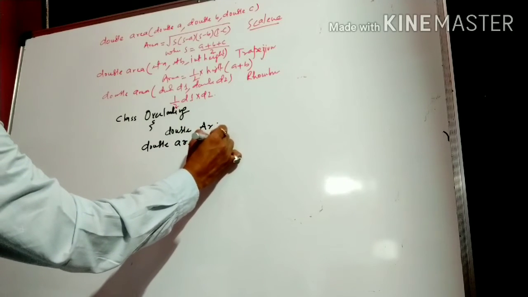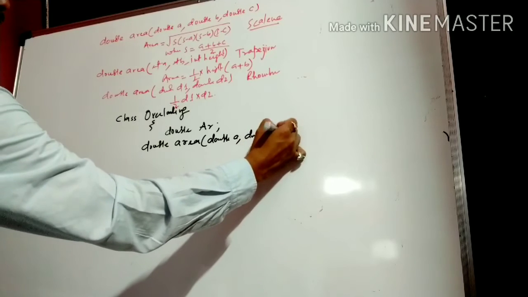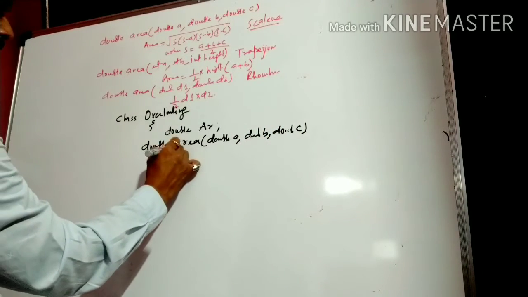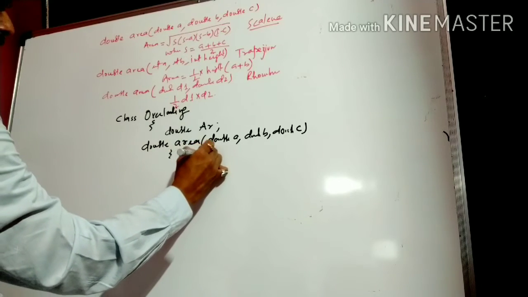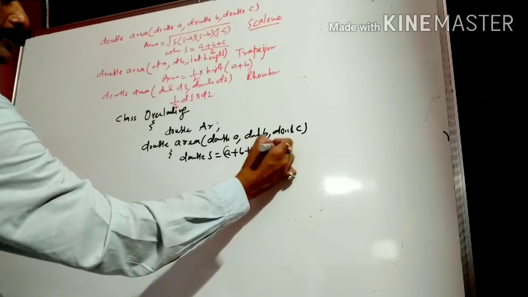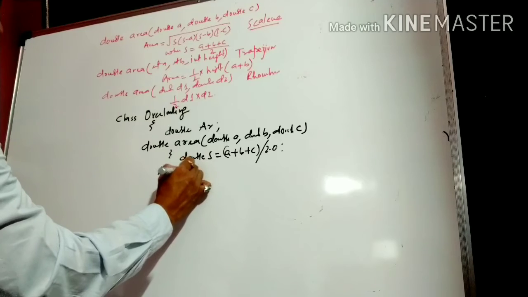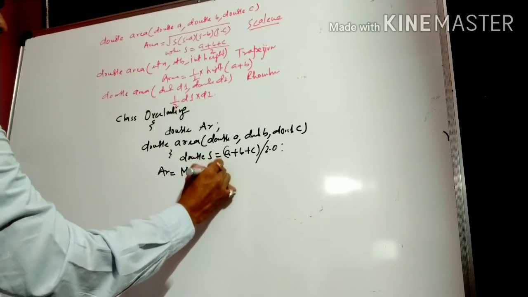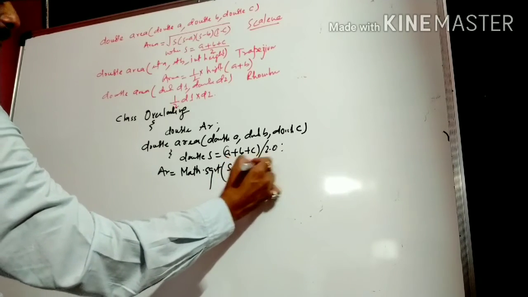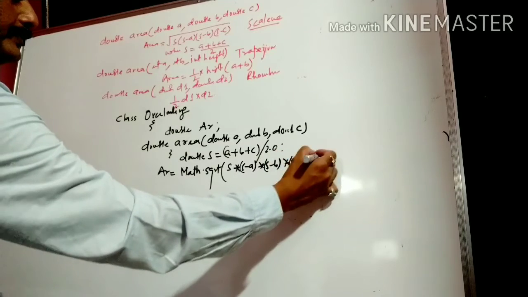Here is double a comma double b comma and double c. Double s equal to a plus b plus c by 2.0 for an accurate answer. And here write area is equal to Math.sqrt of s into s minus a into s minus b into s minus c.